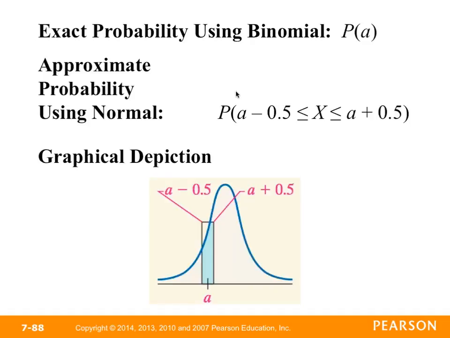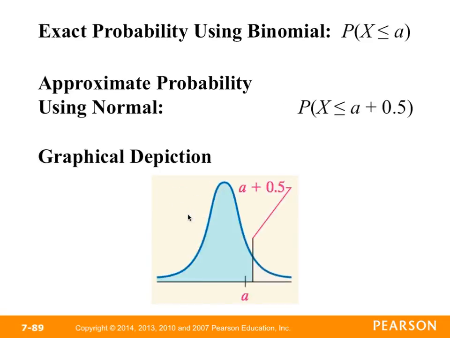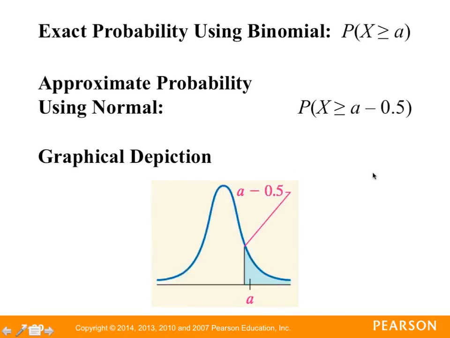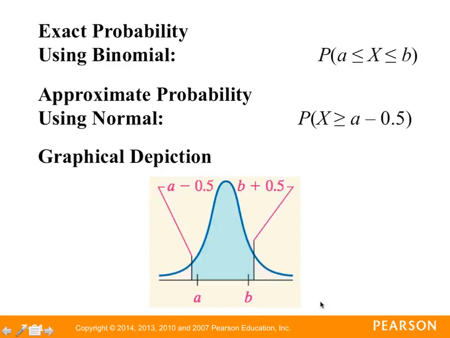If you want just an exact probability, what you need to do is subtract 0.5 from your value and add 0.5 to your value, and then find the probability between those two things. These are not given on your formula sheet, so it's important that you memorize this. If you want probability less than, you have to add 0.5 and then look to the left. If you want probability greater than, then you subtract 0.5 and you look to the right.